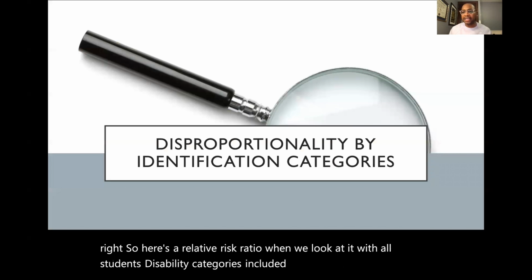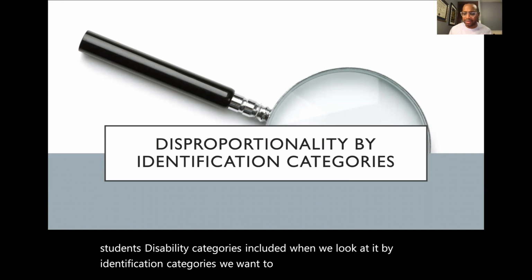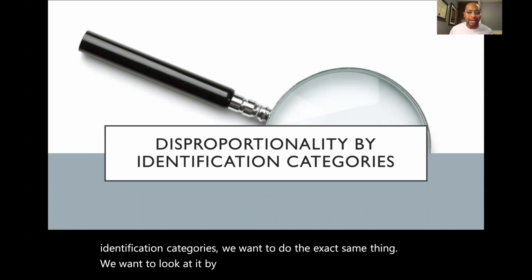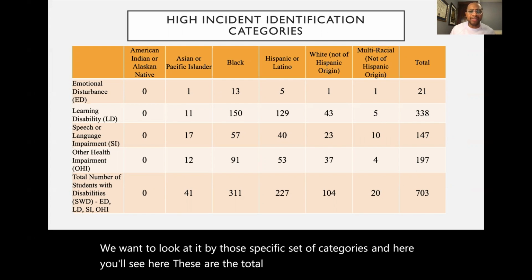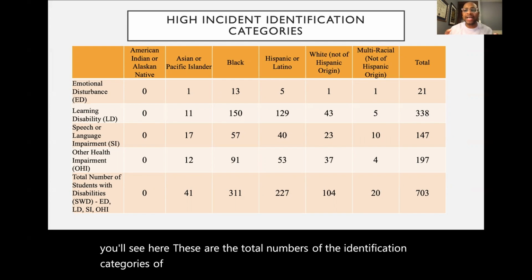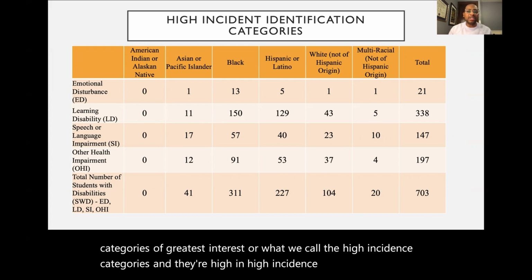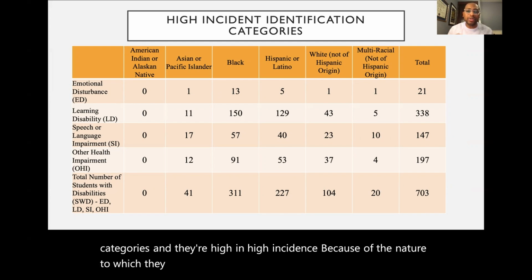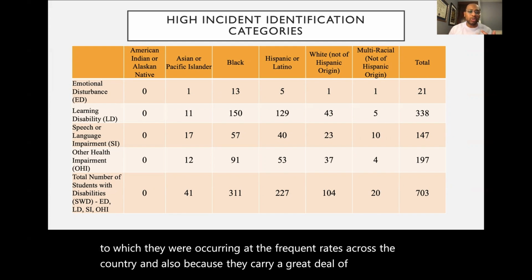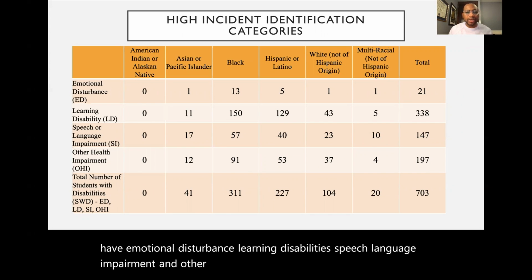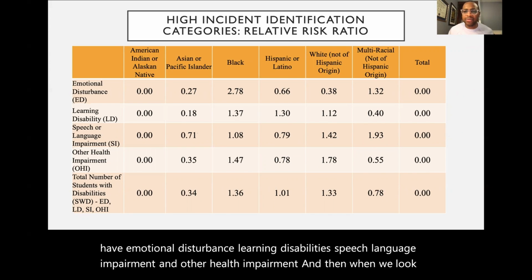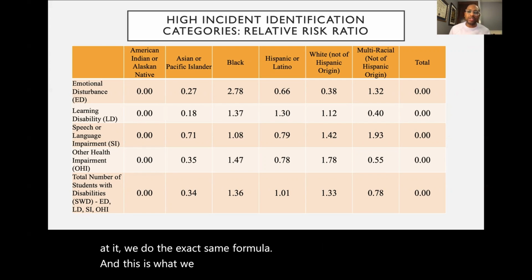When we look at it by identification categories, we want to do the exact same thing. We want to look at it by those specific set of categories. And here, you'll see these are the total numbers of the identification categories of greatest interest, or what we call the high incidence categories. And they're high incidence because of the nature to which they're occurring at the frequent rates across the country, and also because they carry a great deal of subjectivity. We have emotional disturbance, learning disabilities, speech language impairment, and other health impairments. And then when we look at it, we do the exact same formula, and this is what we get in terms of the relative risk ratio.